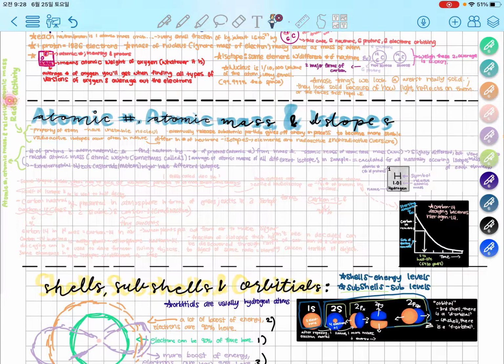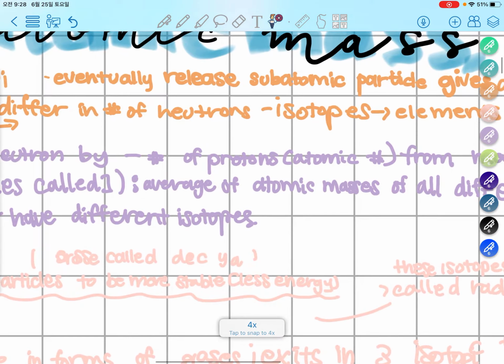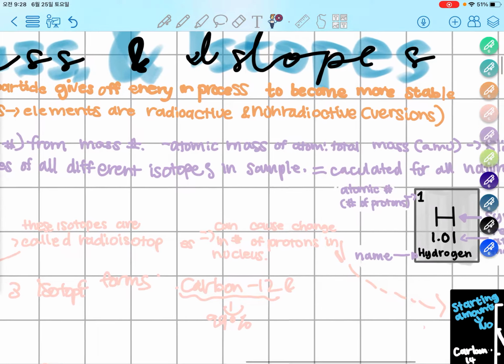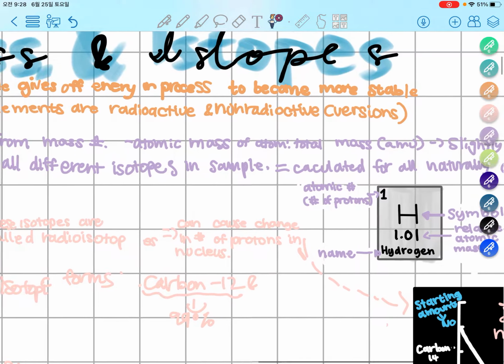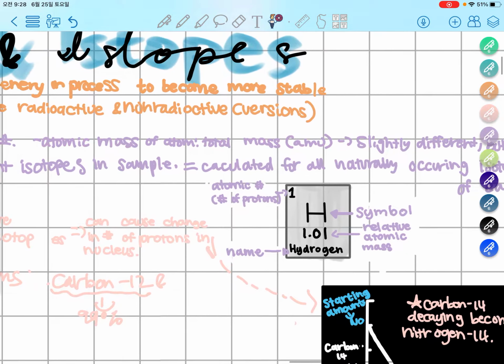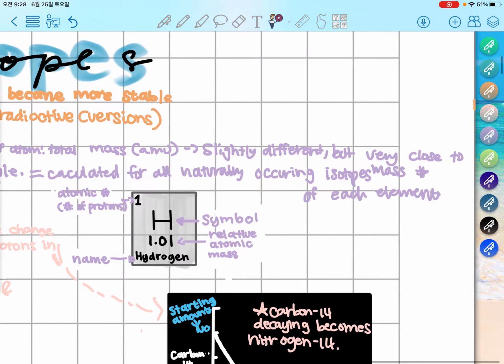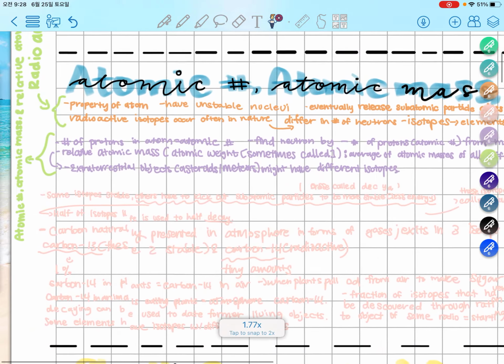Moving on to atomic number, atomic mass, and relative atomic mass. The number of protons in an atom equals the atomic number. You can find the neutrons by subtracting the number of protons, the atomic number, from the mass number. The atomic mass of an atom is the total mass in AMU. It is slightly different, but very close to the mass number.